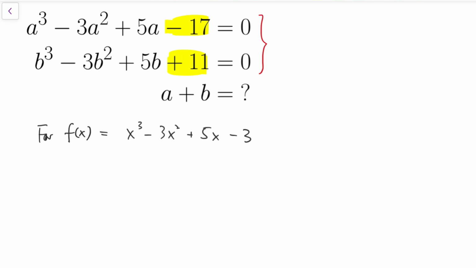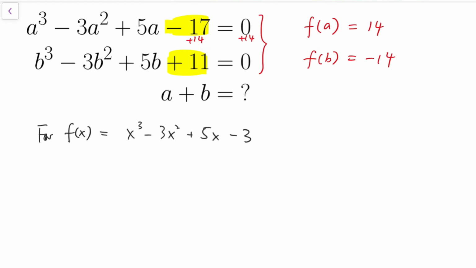Then if I have this, I can say that f of a is equal to 14. Just add 14 on both sides and you'll see what's happening. Well, for the second equation, I can say equivalently f of b equals negative 14. So now we have to take a look at some properties of this function f.